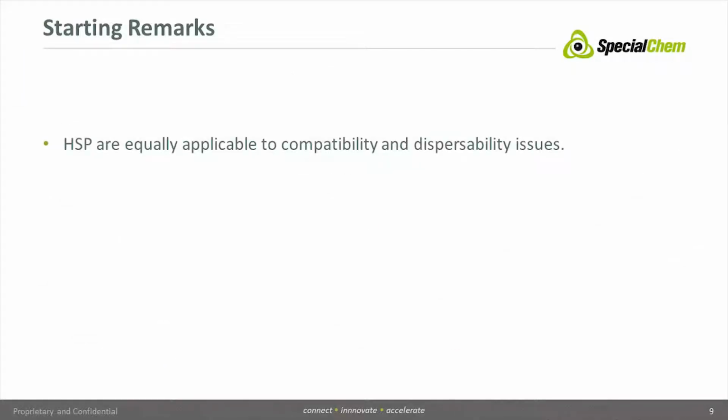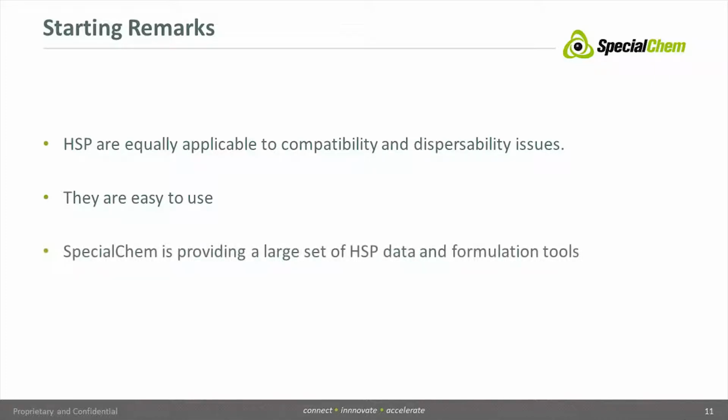Don't be put off by the word solubility. HSP are equally applicable to compatibility and dispersibility issues. A helpful trick is to think of them as similarity parameters. From now on, I will just use the word solubility. You can feel free to change it to similarity or compatibility if that makes more sense for your formulations. And the great news is that they are easy to use, and Special Chem is providing a large set of HSP data and formulation tools to help you use them. Let's now look at what they are.